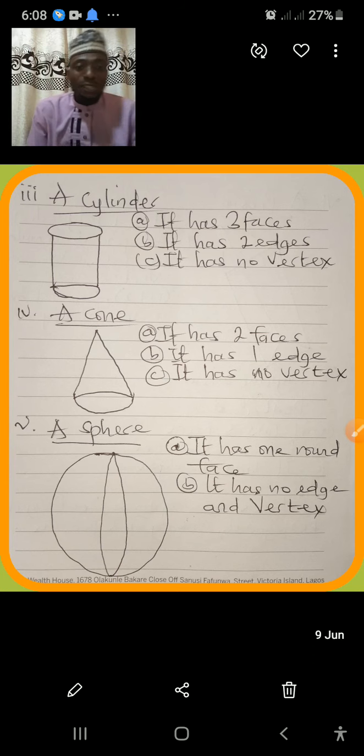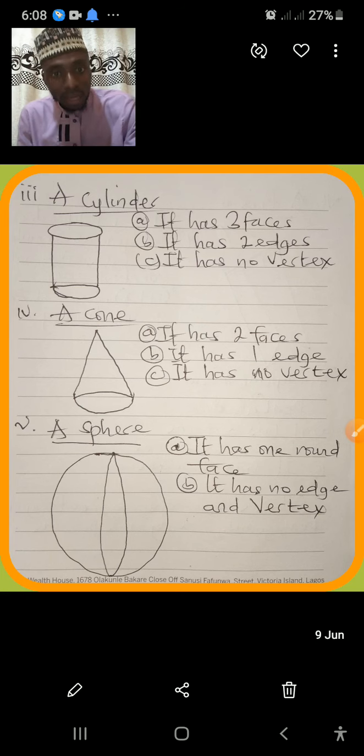A cone too, cone has 2 faces, not 3 faces. The last one on there, it has 1 edge. That's the 1 edge. It has no vertex. Vertex or corner, it has no vertex. So it's like a cylinder.